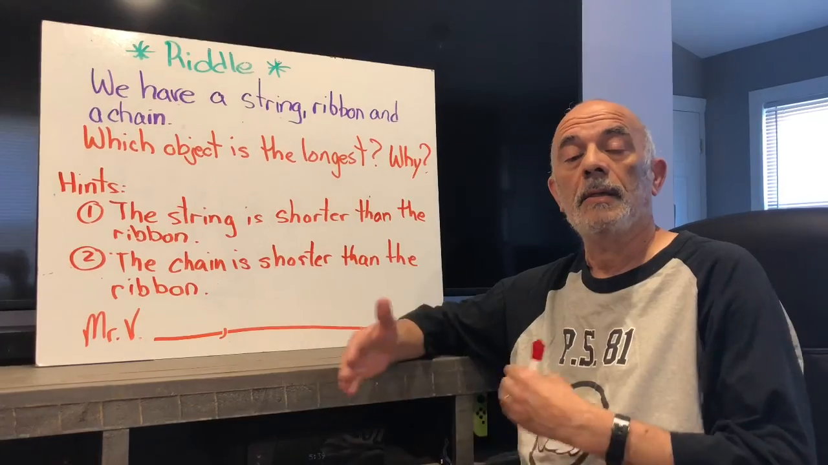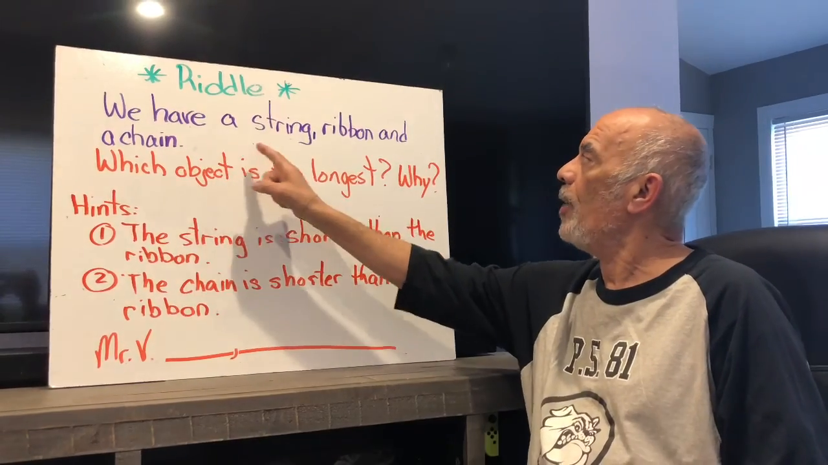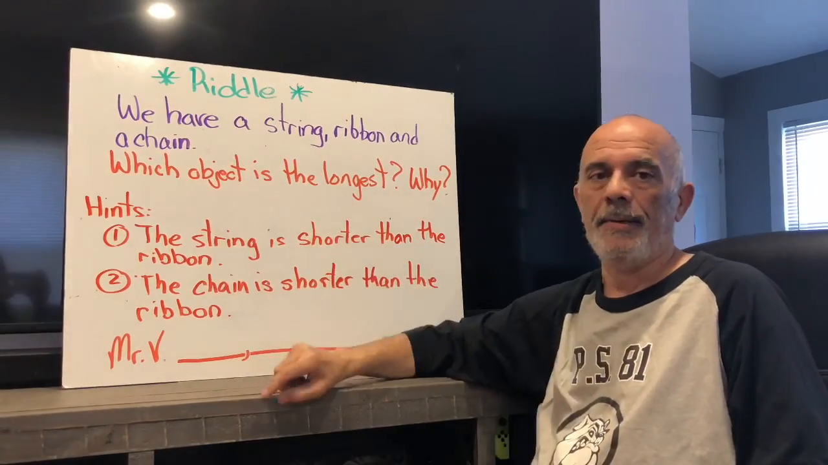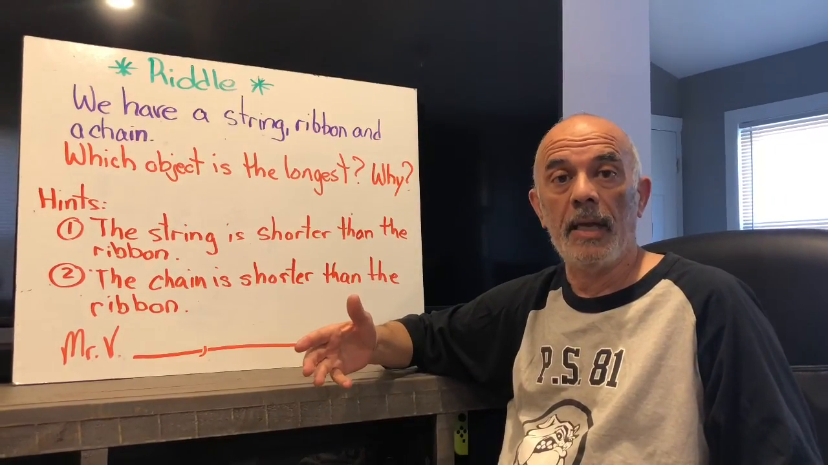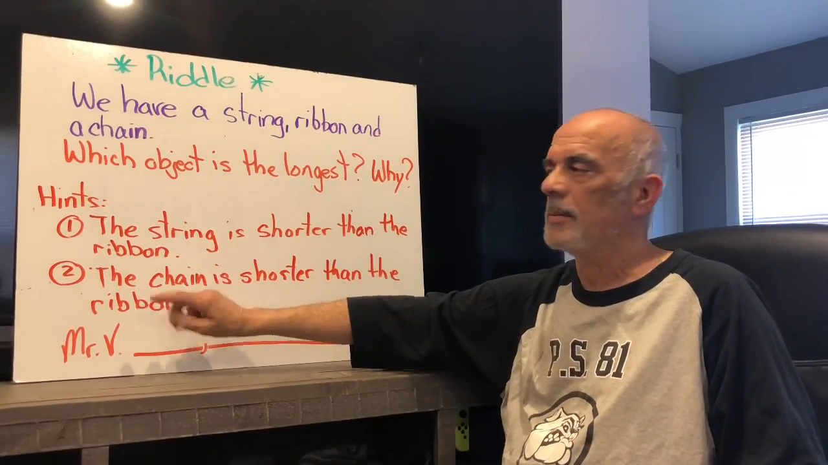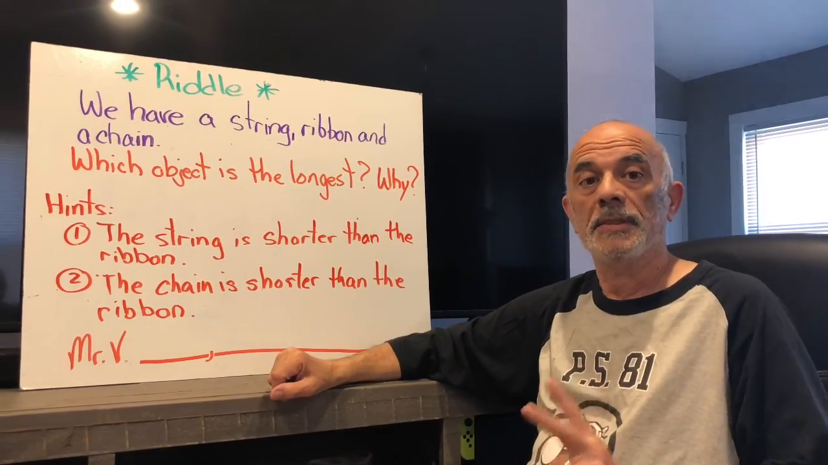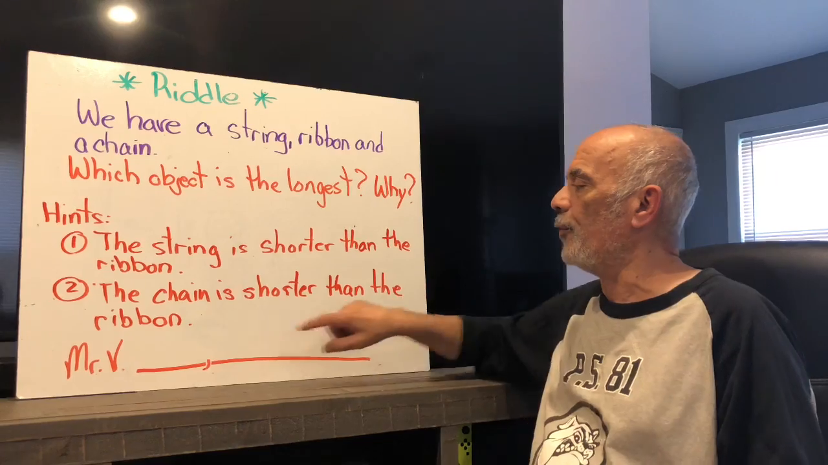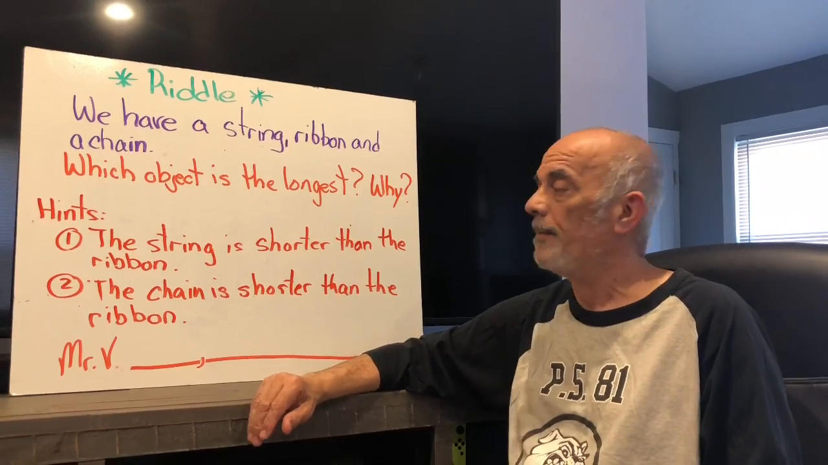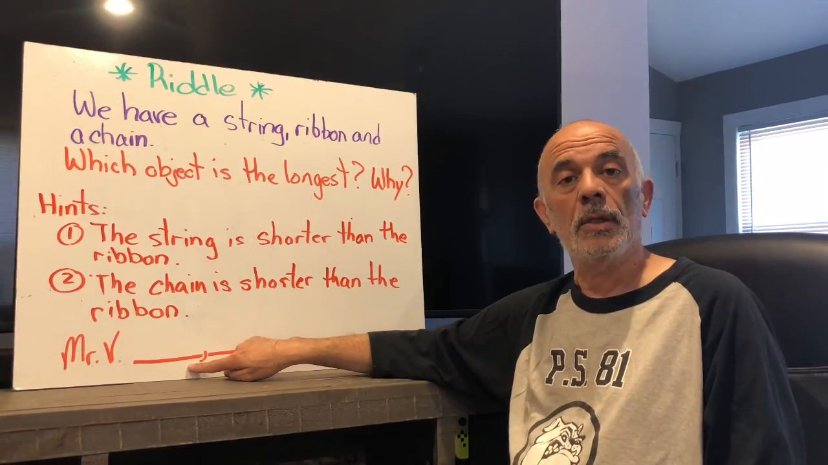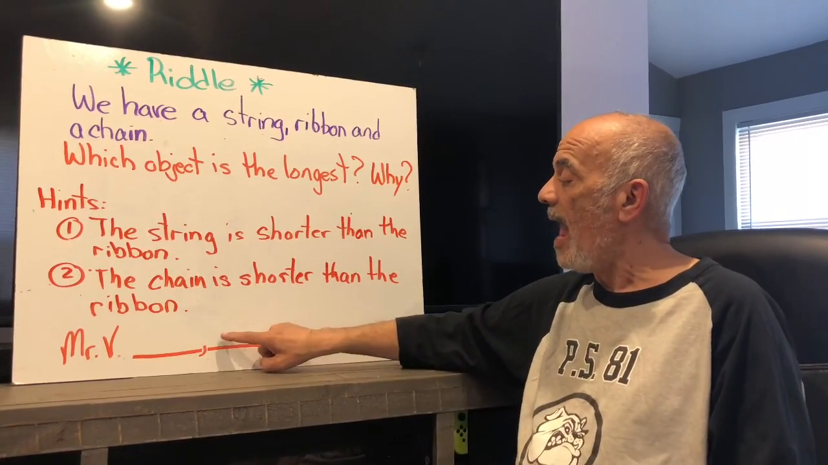Now that we know how to tell different lengths, I have a little riddle for you. And it goes like this. We have a string, a ribbon, and a chain. Which object is the longest? Right now we can't tell, but I got two hints for you. The first hint is the string is shorter than the ribbon. Second hint, the chain is shorter than the ribbon. You should be able to say which one is the longest. Right? Which one is the longest here? Either the chain, the ribbon, or the string. Pick one, put it here, and then tell me why.